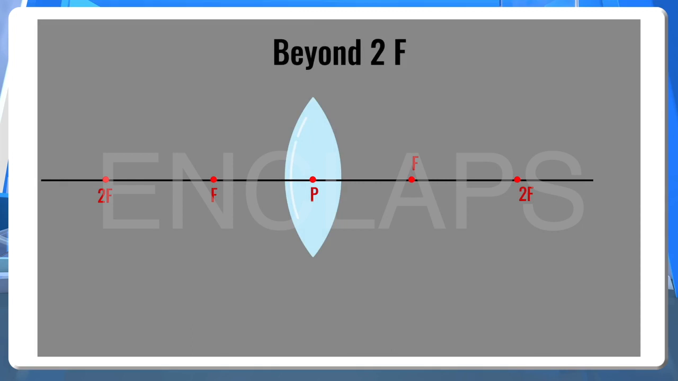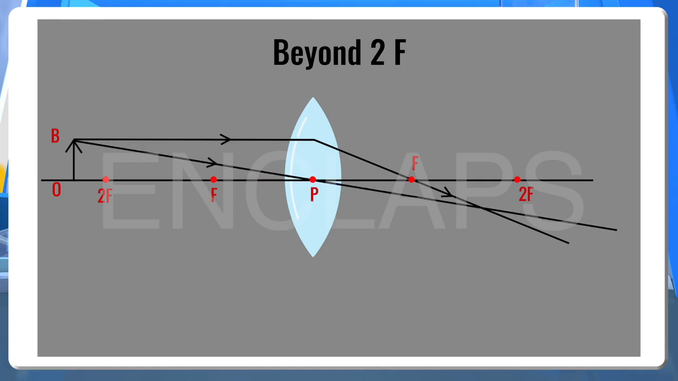In the next case, the object is placed beyond 2F. O is the position of the object and OB is the object height. We consider 2 rays here. The first ray is coming parallel to the principal axis. After refraction, it passes through the principal focus. The second ray is passing through the optic center or pole. It does not undergo any deviation and continues to travel in the same straight line. These 2 lines are meeting at a point M, which is in between F and 2F.